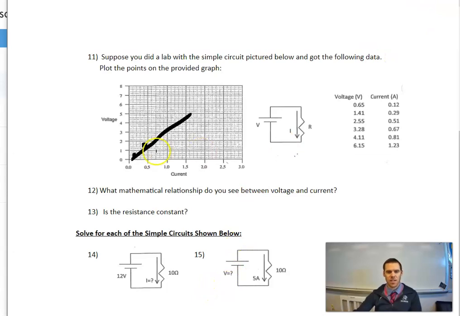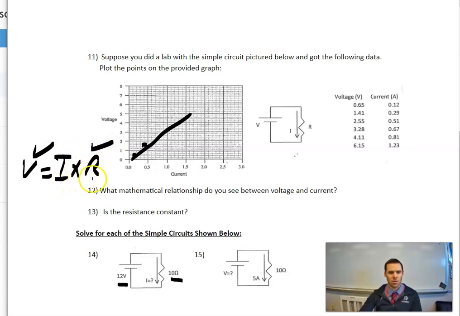The last thing that you're going to see on this assignment that looks a little bit different is a simple circuit here. You will be given the same variables that we worked on for the first section of the assignment. So I've got voltage, 12 volts. I've got resistance, 10 ohms here. I need to solve for current. If you recall our formula, V equals I times R. I do have voltage right here. I do have resistance right here. I need to get current by itself.